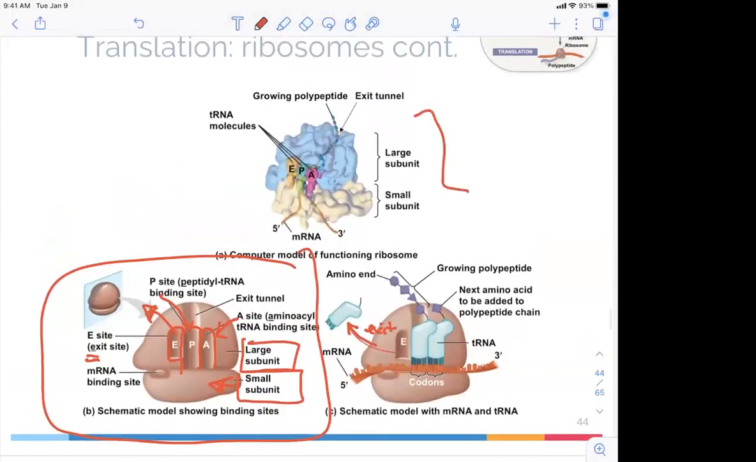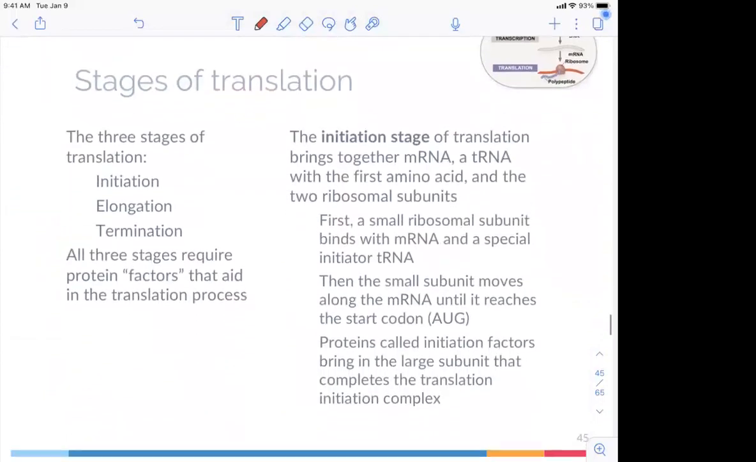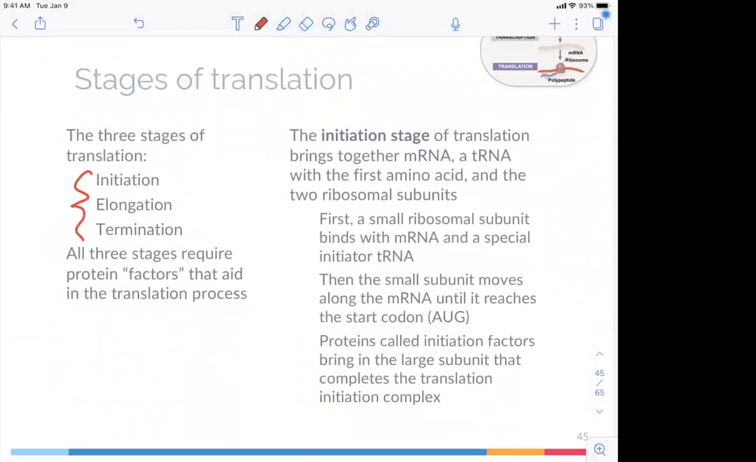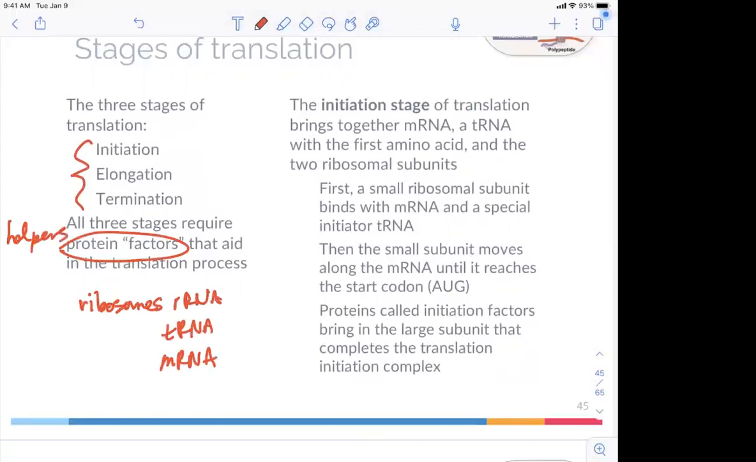This is a nice pretty picture of what it looks like in a 3D model. EPA site, E being the exit site because the mRNA is moving in that direction. Yay, 3 stages. We've seen these names at least: initiation, elongation, termination. You're also going to have all sorts of other proteins that are going to help you in this process, but your main guys are going to be your ribosomes, your rRNA, your tRNA, and your mRNA. But of course, we always skip that you have more protein helpers than just that.